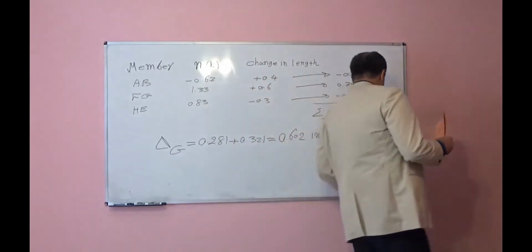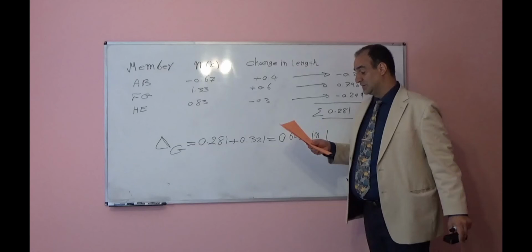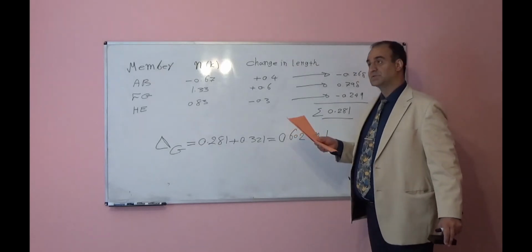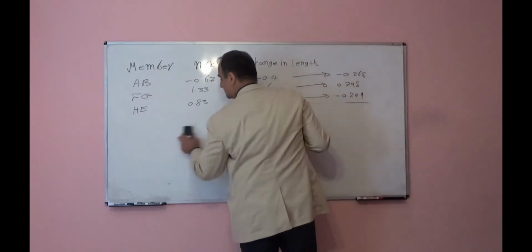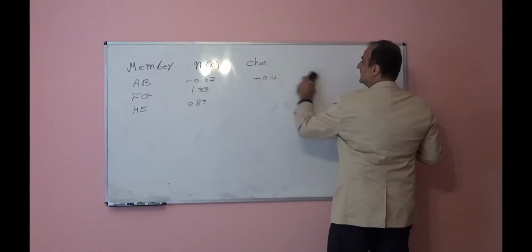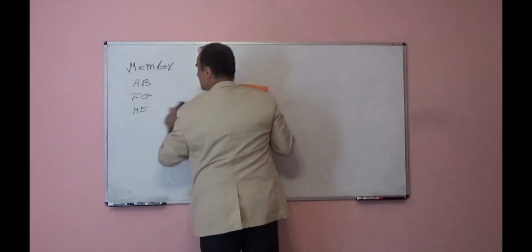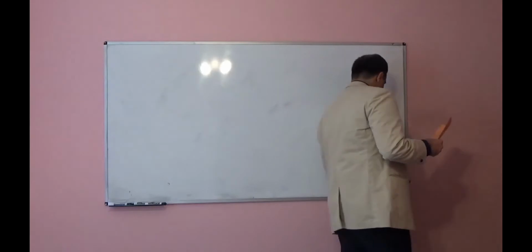Let's look at another example. Here we don't have external load, but we have temperature change, to see how we can calculate deflection in trusses whenever we have temperature change in some members. For example, you have this truss.